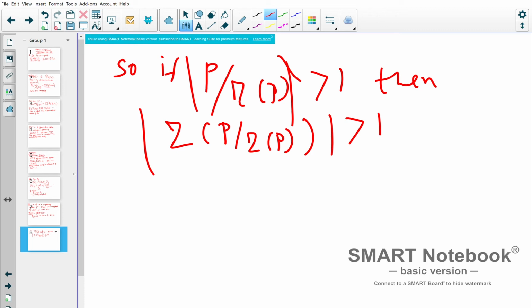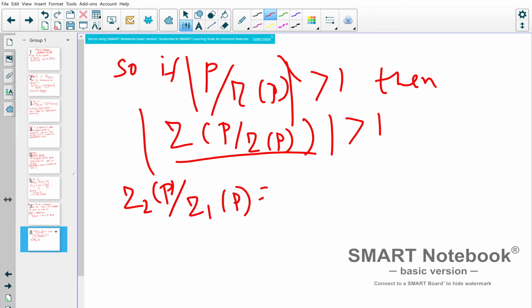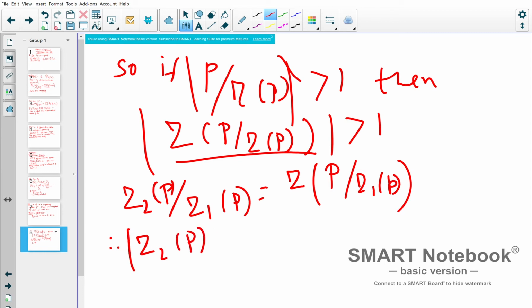So what does that mean? The center is very important. The center is not the identity; the center is always increasing, right? So I can write Z2(P)/Z1(P), which is nothing but the center of P/Z1(P), and I know that its cardinality is bigger than 1. So the cardinality of Z2(P) is bigger than 1. And not only bigger than 1, this is a p-group, so it must be at least p. So I should say bigger than or equal to p.